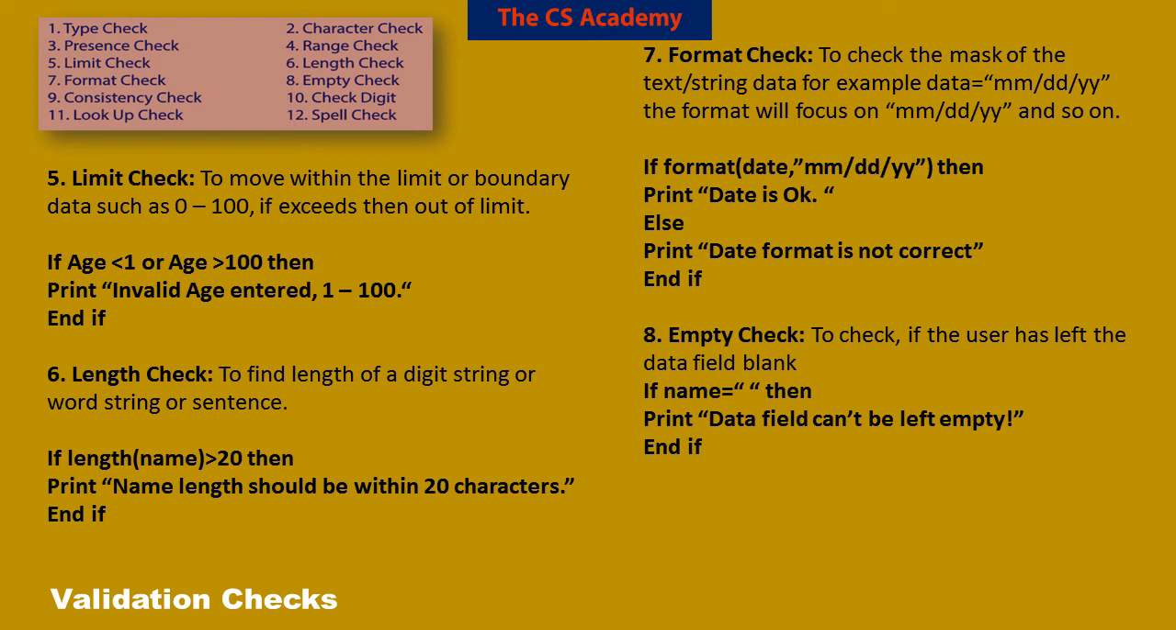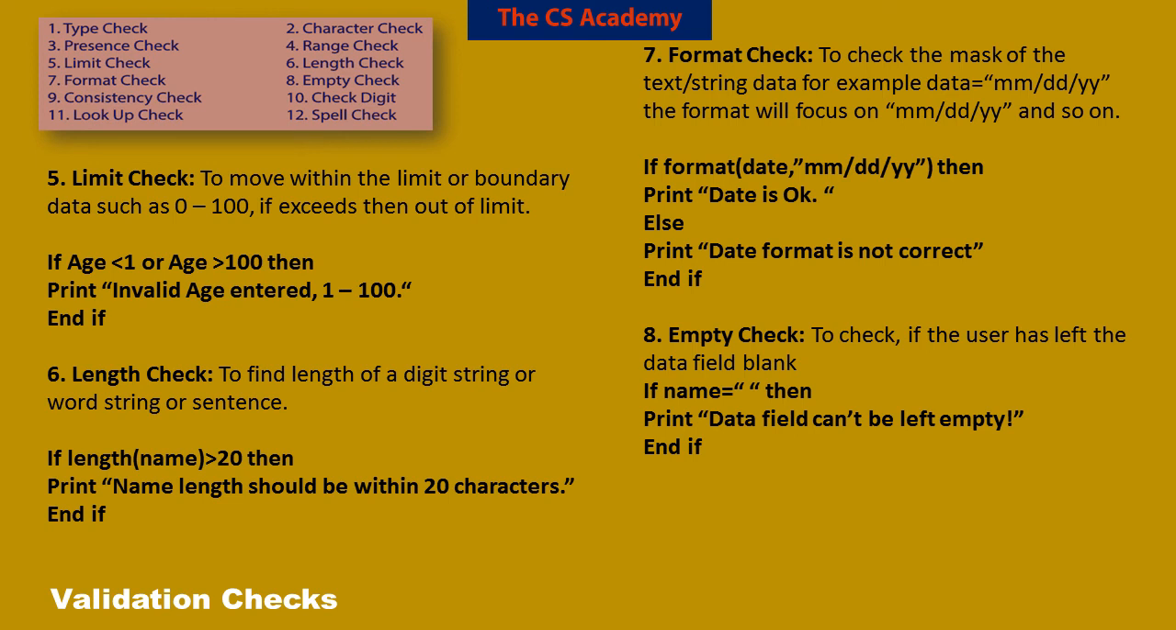So now moving on to 6, that is known as length check. It is used to find the length of a digit string, word string or sentence. For example, if you are allowing the user to enter his name or his address, and for name you have allowed 20 characters, or sometimes this can be a digit string. So as I have already told you, if the length is greater than 20 characters, then the error will be reported, and you will print that name length should be within 20 characters. You are guiding with the total number of characters being used. This way the simple if construct comes to an end, and you are focusing just on whether the length is greater than 20, or if it is lesser than 20, then also it can be focused.